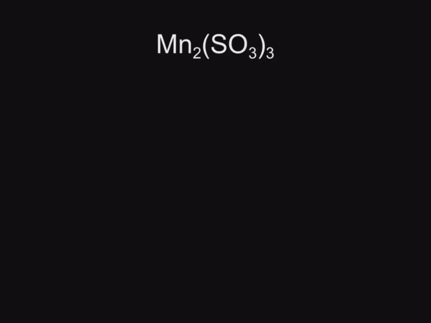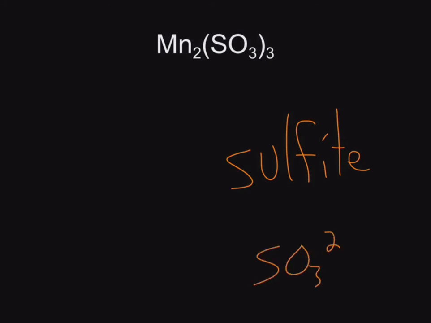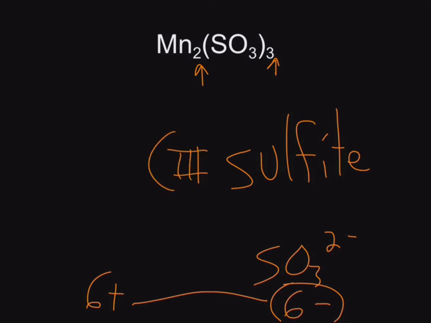Mn2(SO3)3. All right, so this SO3 is sulfite, not sulfate, but sulfite. They actually have the same charge, so that part of it doesn't change, but the name is different for SO3 versus SO4. So 3 sulfites, each with a charge of -2, means the total negative charge is -6. That means the total positive charge has to be 6. 6 divided by 2 is 3. So the charge of the metal here, the transition metal, which is manganese, is 3. So it's manganese(III) sulfite.